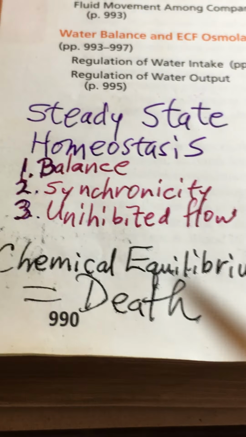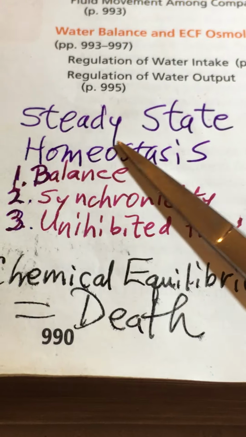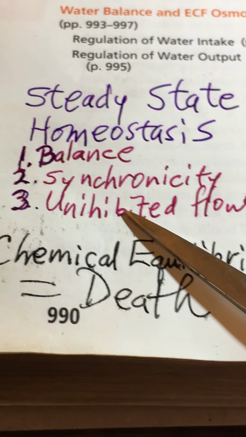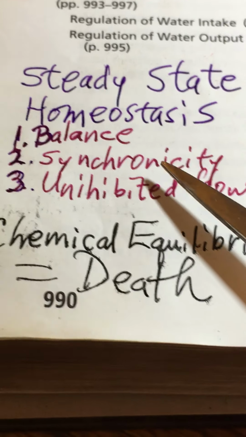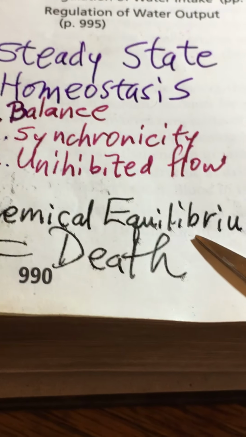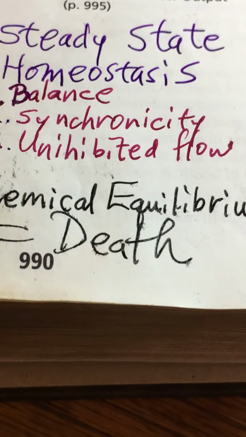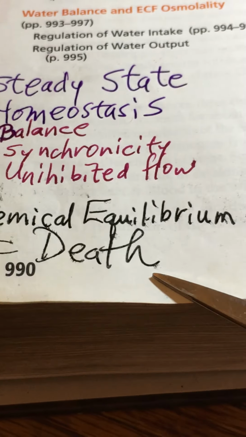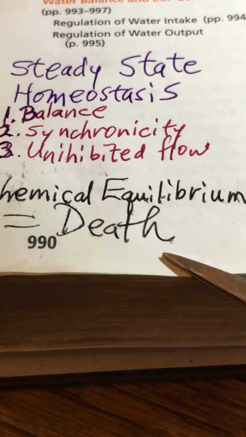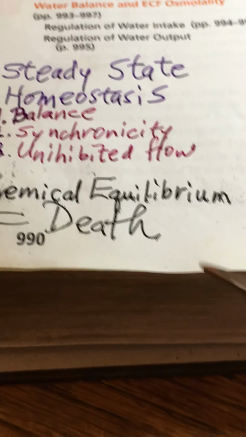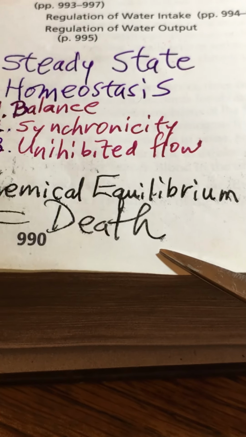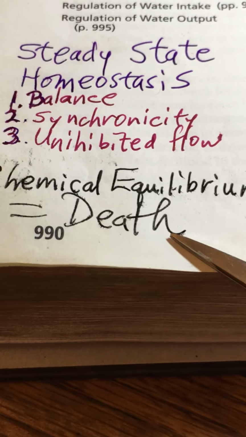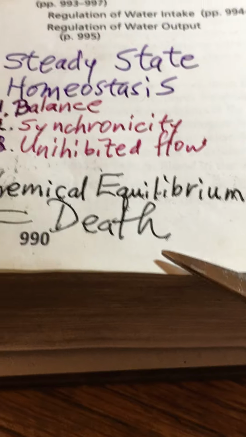We have uninhibited flow. Okay, so in this sense, chemical equilibrium is death, actually. Steady state homeostasis in a balanced, synchronous, and uninhibitedly flowing way is the ideal of life. So equilibrium itself is death. We learned about equilibrium toward the beginning of Biology 20A when we discovered that a system that is at rest and has come to a state of equilibrium and is no longer having any diffusion gradients to speak of is basically a non-living system.